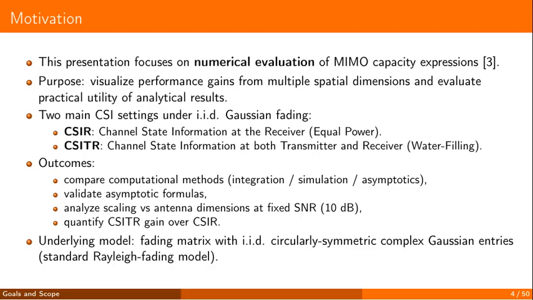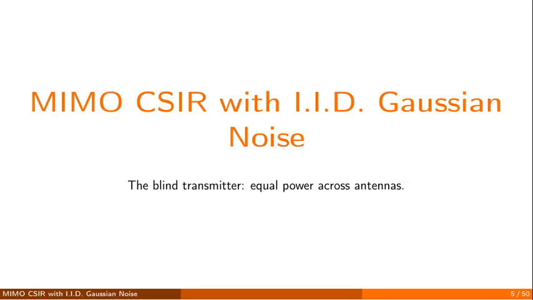One technical assumption underpins everything that follows. The fading matrix is taken to have I.I.D. circularly symmetric complex Gaussian entries, the standard Rayleigh fading model. Our first stop is the simpler of the two settings, the one where the transmitter, lacking any information about the channel, has no choice but to spread its power evenly across antennas. Most of the classical MIMO results live here, and it is the natural baseline against which the value of transmitter channel knowledge will later be measured.